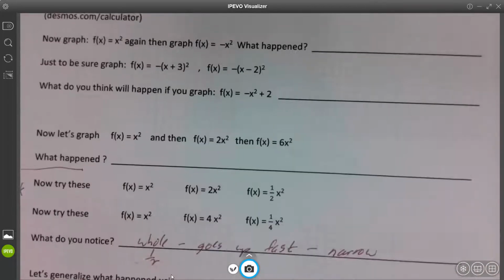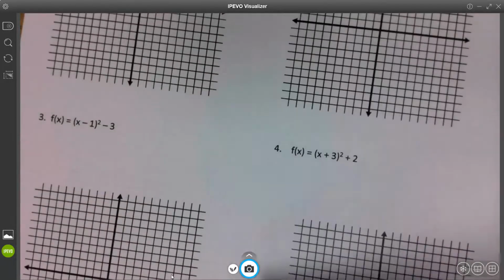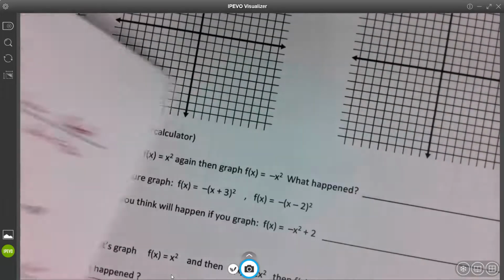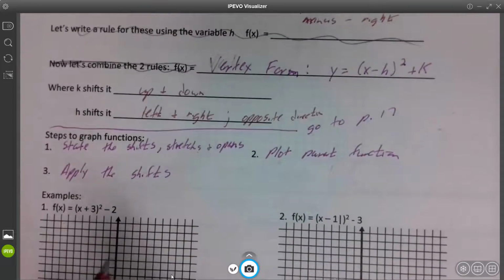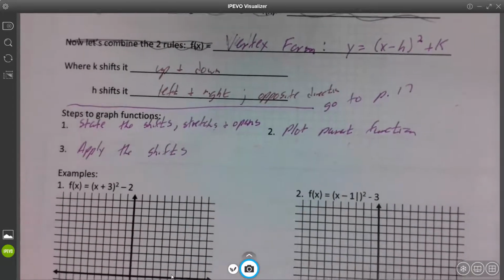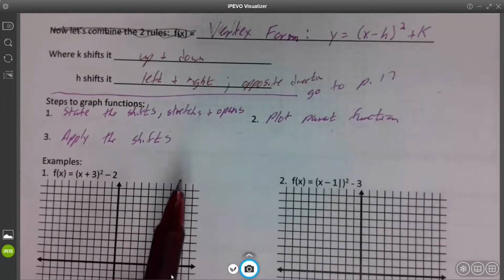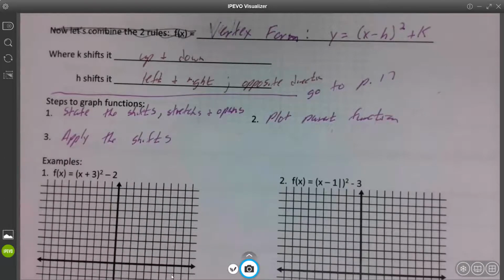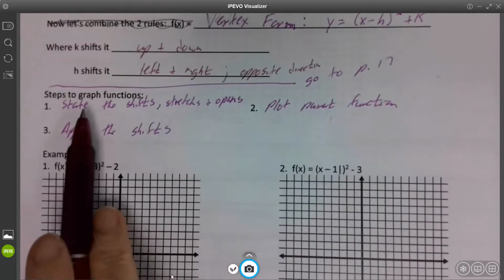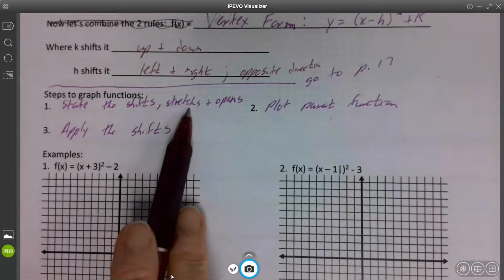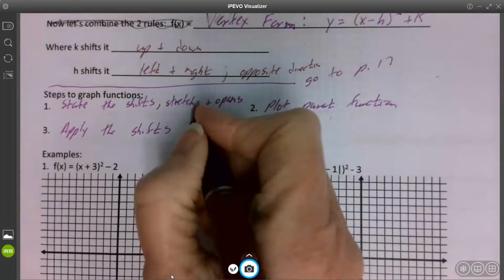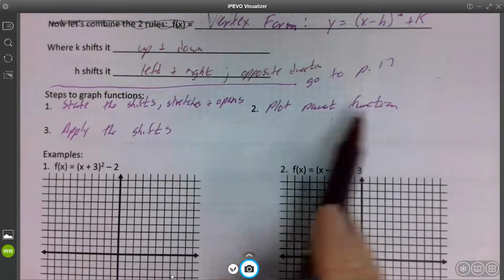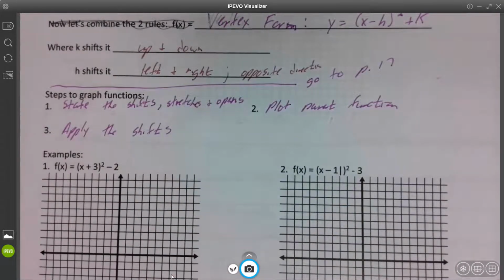Okay? So now we're going to go back to the page we were just on. And we're going to go right here, steps to graph the function. We're going to use this vertex form. We're going to use our stretches. So first off, I'm going to pause, and you pause too. I want you to copy down what this says. State the shifts, stretches, and how does it open. Plot the parent function, and apply the shifts. Write that down, go.